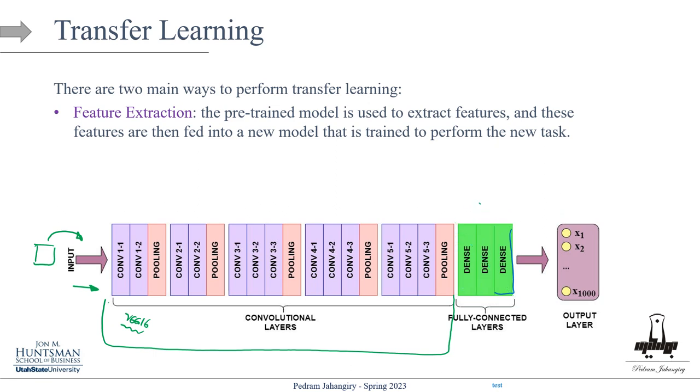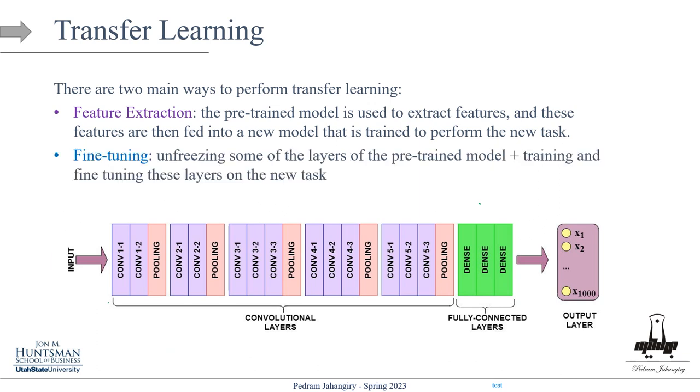The second one, as the name suggests, is fine-tuning. So let me go ahead and erase this one. The idea of fine-tuning is we're going to unfreeze some of the layers of the pre-trained model. We're not going to freeze all of them. So in feature extraction, we freeze all of them here. Here, we're going to freeze some of them. And actually, usually we are going to unfreeze the very last layers. So maybe this block of layers or this block of layers, and that's it.